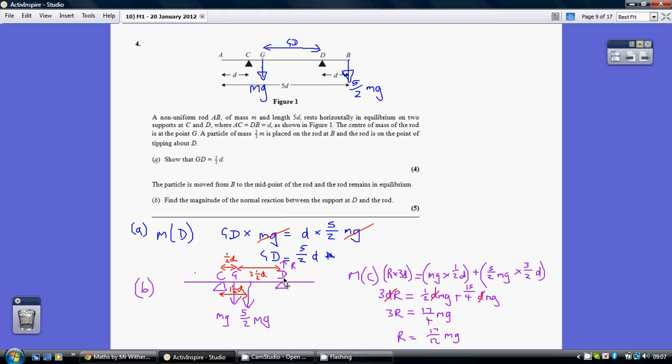And G to D, well, we know that, we've just worked that out. That's 5/2 d, which is 2.5d. So I think the trouble here is being happy with these three distances. From then onwards, it's pretty straightforward moment stuff.